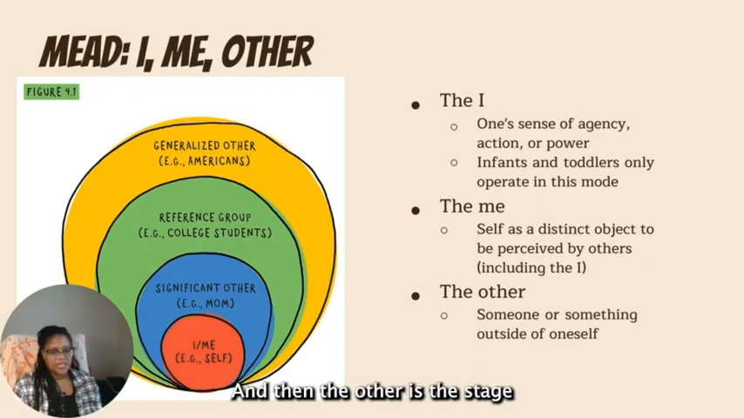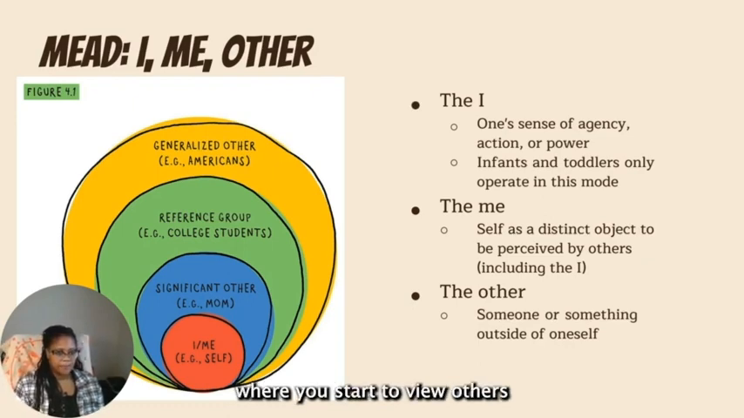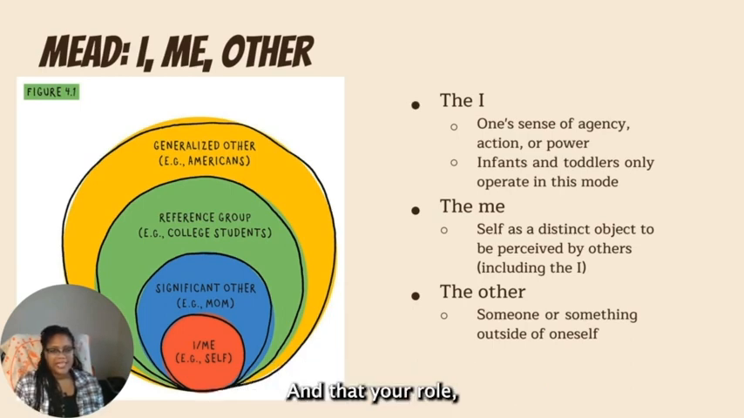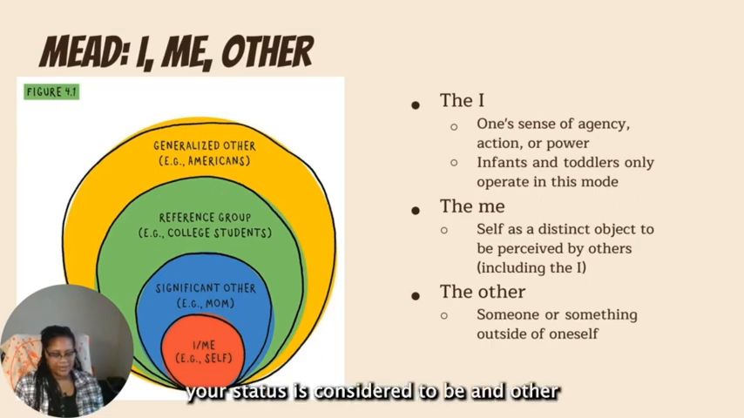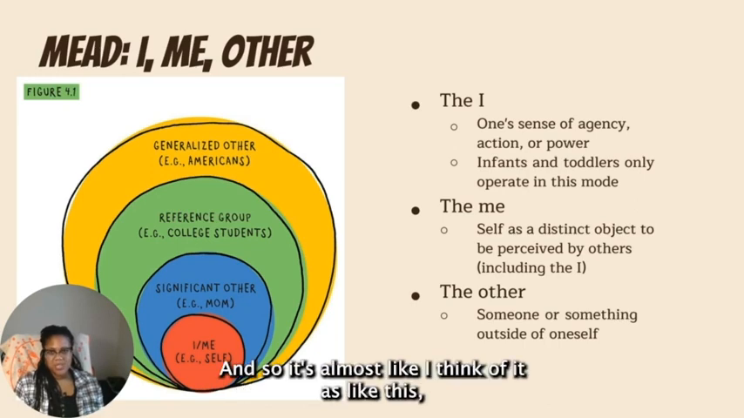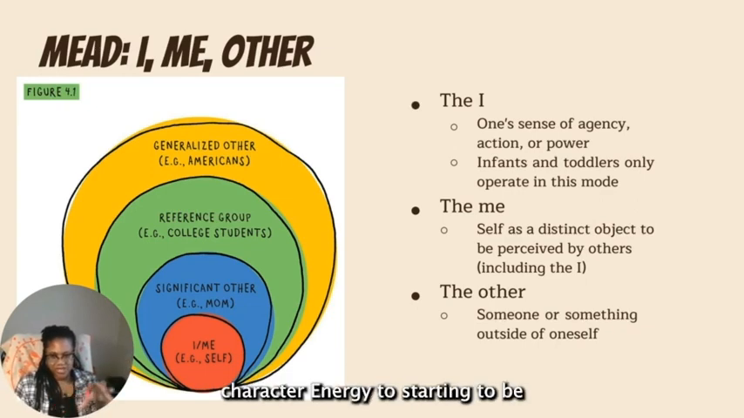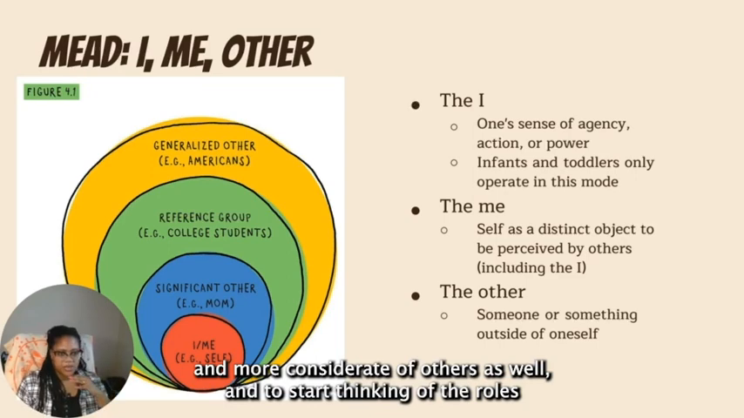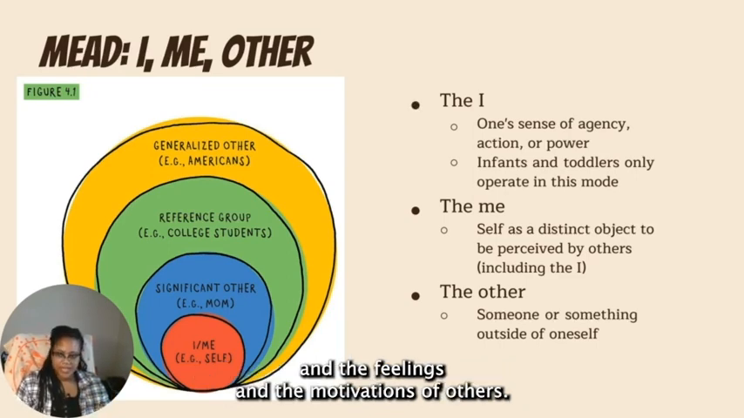And then the other is the stage where you start to view others as someone or something outside of oneself that is equally as important, and views themselves equally as a priority as you do, and that your role, your status is considered to be an other to outsiders, that they view you as another. And so it's almost like I think of it as this evolvement from main character energy to starting to be more aware of others and more considerate of others as well. And to start thinking of the roles and the feelings and the motivations of others.